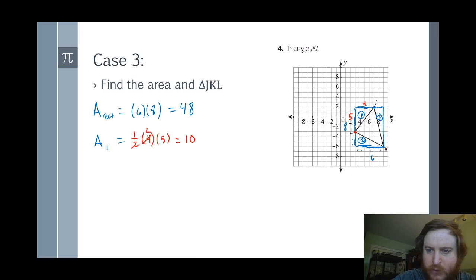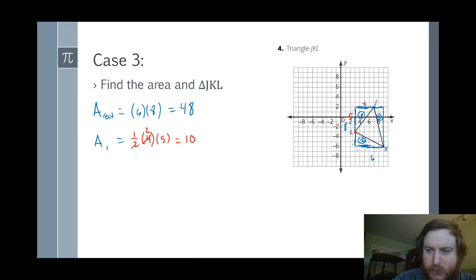So here, my base is 1, 2, 3, 4, 5, 6. It's that whole base. And my height is 1, 2, 3. So I'm going to do 1/2 times the 6 times the 3. Then I can cross cancel that. 3 times 3 is 9. And we'll do area of triangle 3.